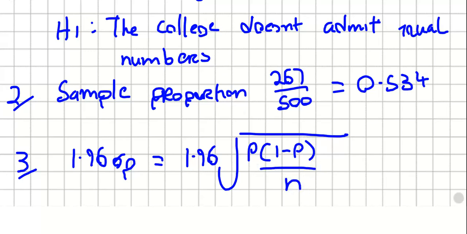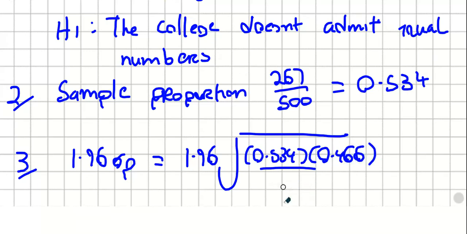I can probably rub this out slightly now. What do we put for p? 0.534, yeah. And will somebody take 0.534 away from 1? 0.466. And then your n value. How many people did we interview? 500. So step 3 is getting your margin of error.